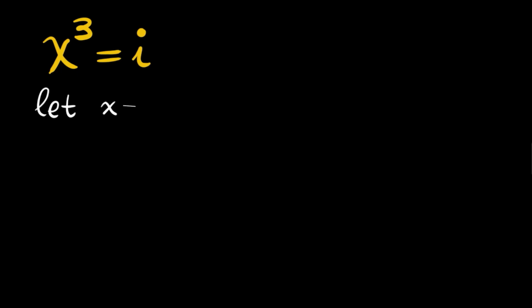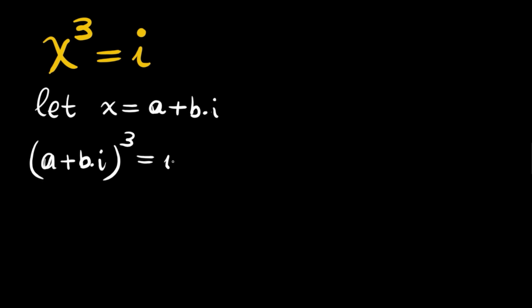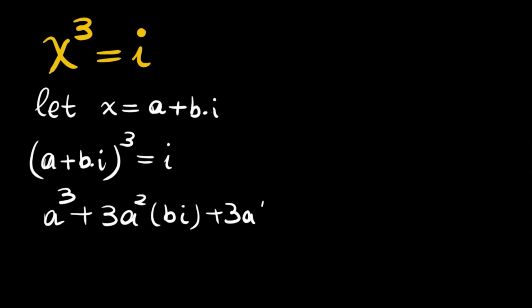calling this x is equal to a plus bi. Any complex number can be written as a plus bi. Then plugging into the equation, we will have (a plus bi) cubed is equal to i. Now, using cube formulas, we will have a cubed plus 3a squared bi plus 3a(bi) squared plus (bi) cubed is equal to i.